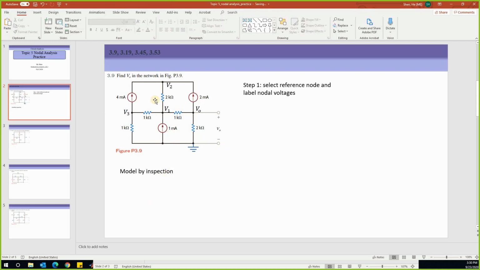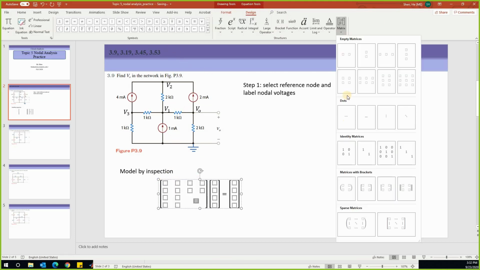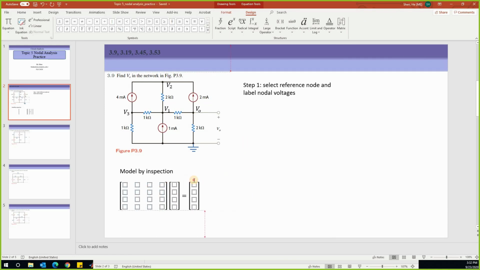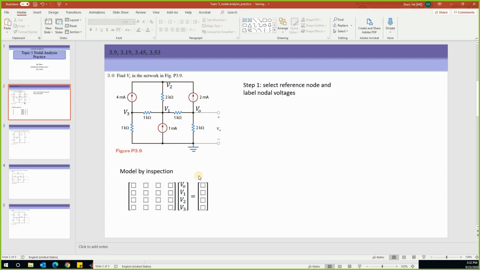So if I do a model by inspection, I can write the equation about everything in this problem. So let's try that. So I have 4 different unknowns that is equal to something that's given in the problem. And this matrix should be a 4 by 4 matrix. Should be something like this eventually. Let's put the unknown there first. So I'm going to put a VO, and the next one is a V1, put a V2, and a V3. And on the right hand side will be the current goes into the node.